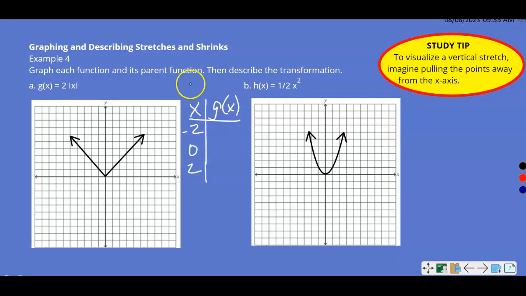If we plug -2 into g of x, the absolute value of -2 is 2, and 2 times 2 is 4. We plug 0 in, we get 0, because 0 times anything is 0. And we plug 2 in, the absolute value of 2 is 2, and 2 times 2 is 4 again. Let's graph this one in red.